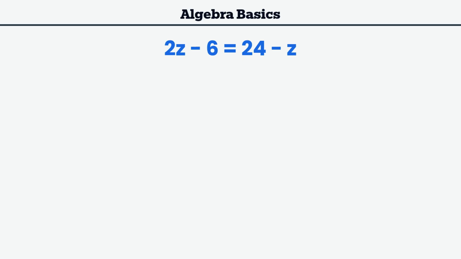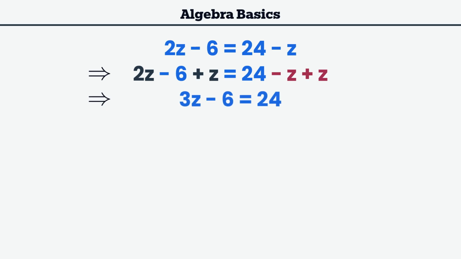First, we want all the z's on one side. Right now we have 2z on the left and negative z on the right. So let's add z to both sides. On the right, negative z plus z cancel out. On the left, 2z plus z gives us 3z. So now we have 3z minus 6 equals 24.